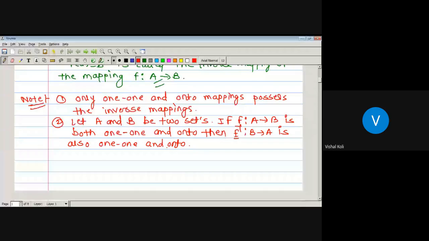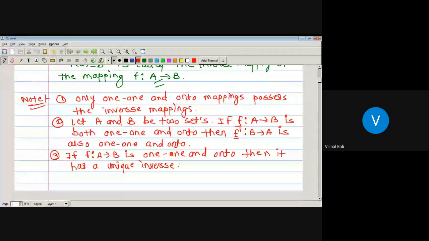And the last note is nothing but: if f from A to B is 1-1 and onto, then it has a unique inverse. So if f is a function from A to B which is 1-1 and onto, then the inverse mapping of this mapping f from A to B is unique, that is, it possesses a unique inverse. So this will be an inverse function.